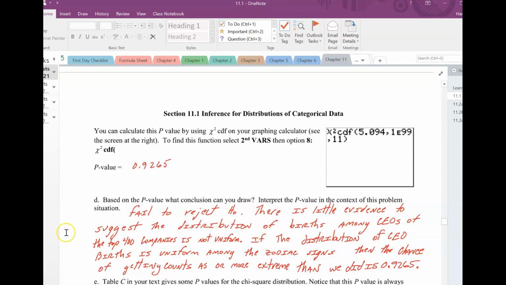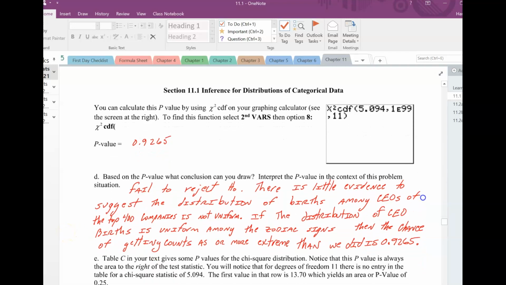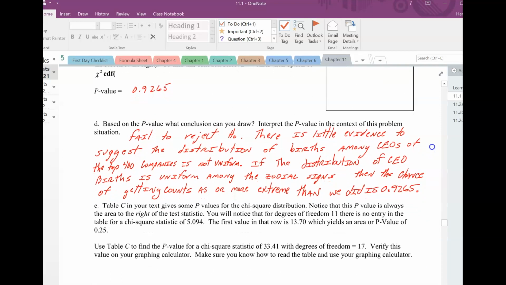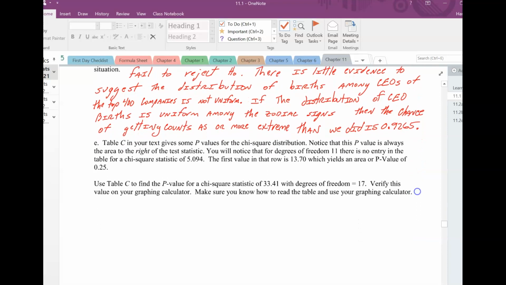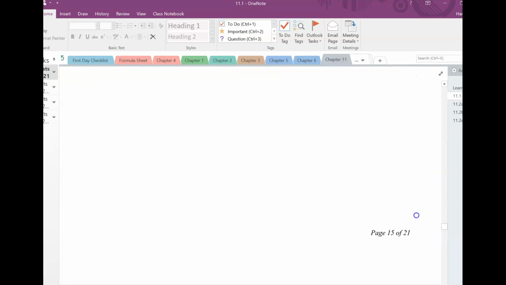There is also a table C in which you can come up with a range for the p-value, but for this particular one, if you look at degrees of freedom of 11, there's no entry in the table that would correspond to 5.094. The first value is 13.7, which gives you that p-value of 0.25. You can do this last one on your own to verify your calculator and the table.